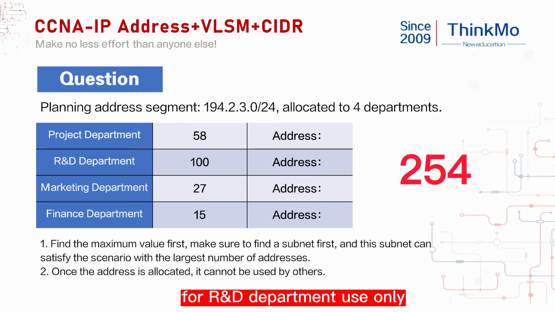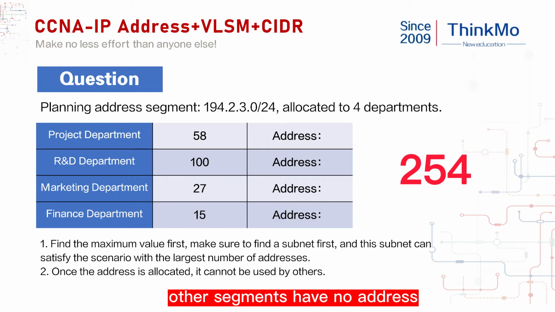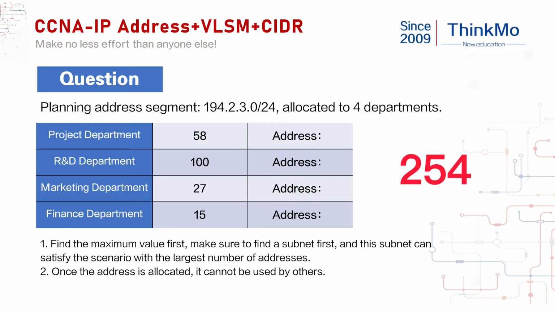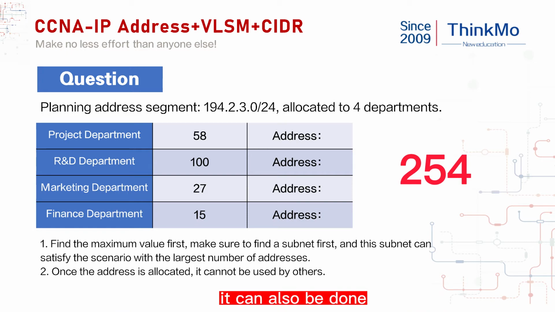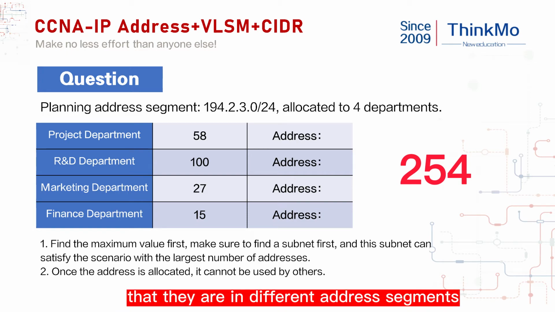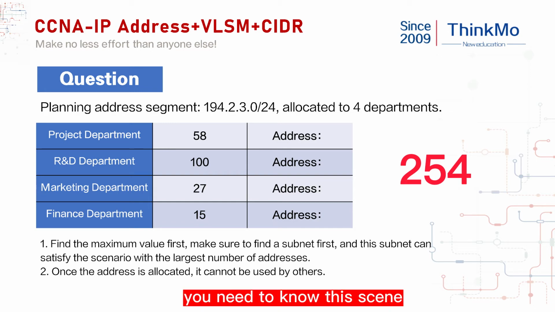For RAND department use only, or only available to the marketing department. Other segments have no address. You want the address to be enough, and also wish they were in different segments. Without subnetting, this is impossible. That's what we mean by subnetting. Now it is also a large address segment, but due to subnetting, we can both accommodate all people and put them in different address segments. That's the point of subnetting. We subnet not just for calculations. You need to know this scenario.